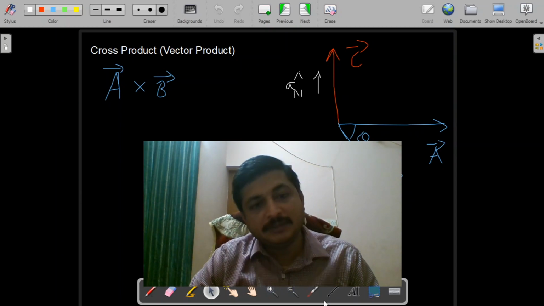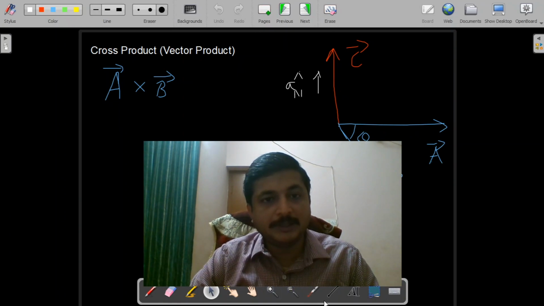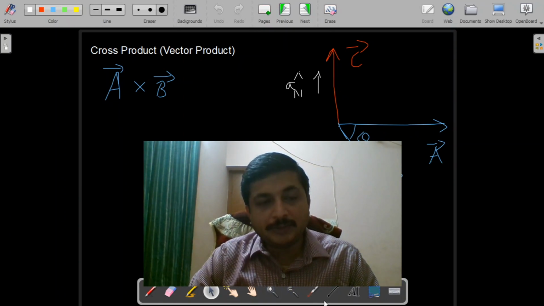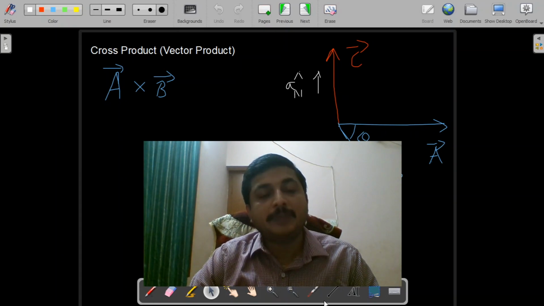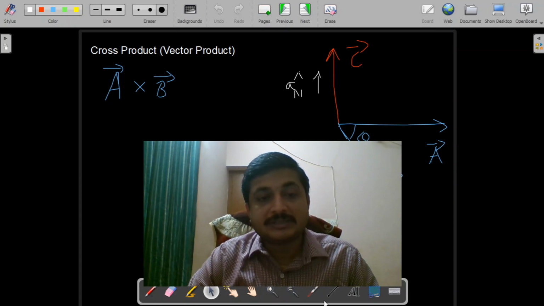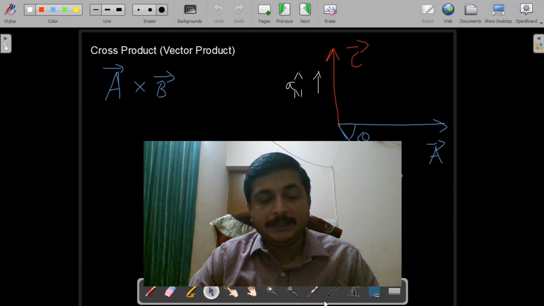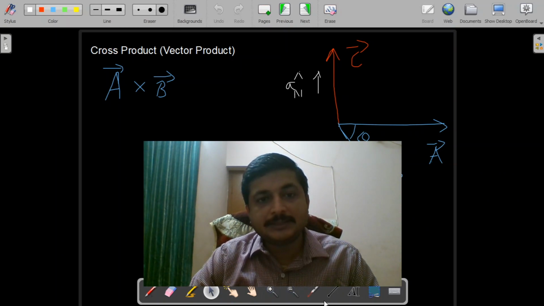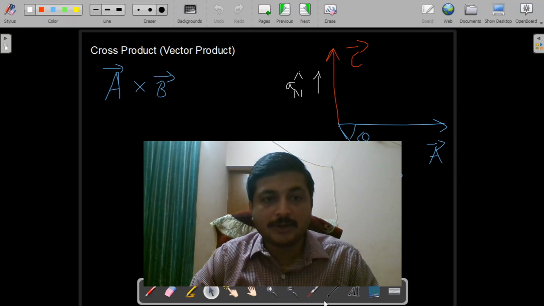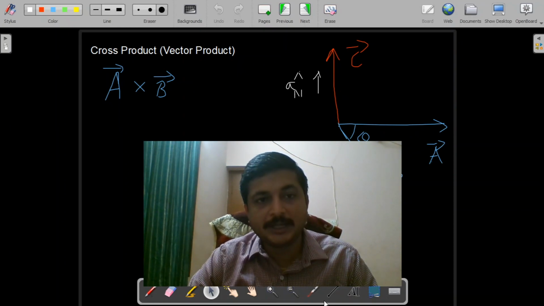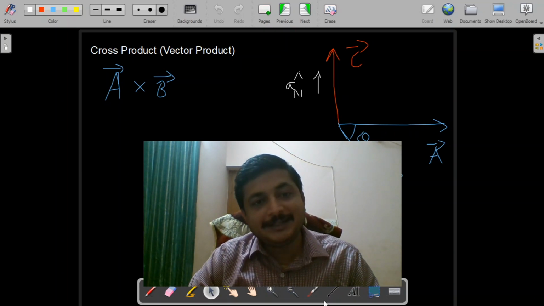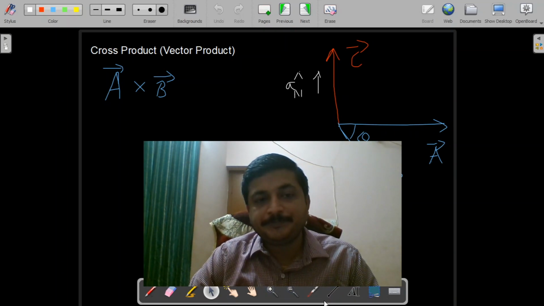Okay, repeat: the cross product or vector product of two vectors, maybe vector a and vector b, is the magnitude of vector a into the magnitude of vector b into the sine of the smallest angle between them. But since it is a vector product, as the name indicates, when you find the cross product of two vectors, the resultant will also be a vector.